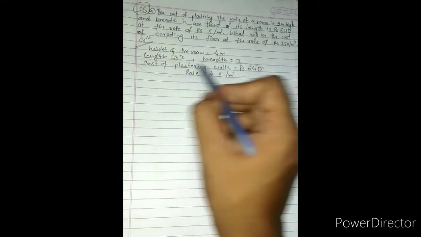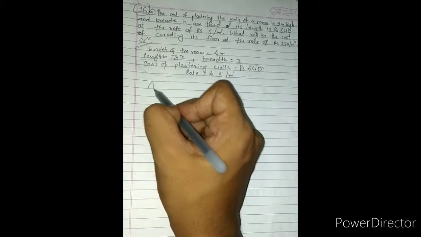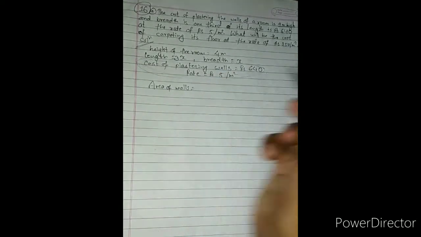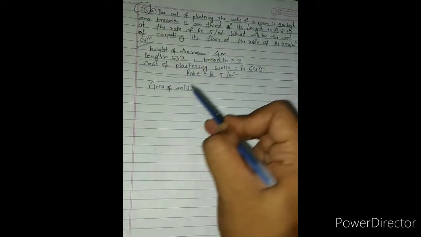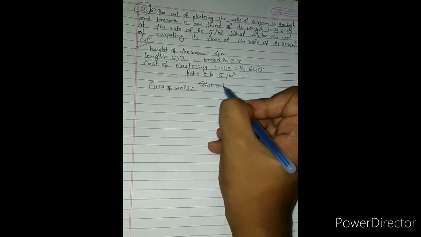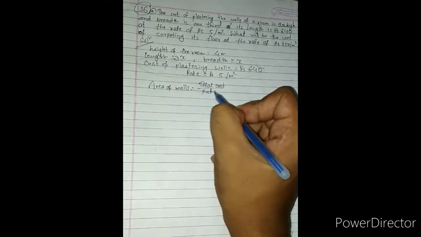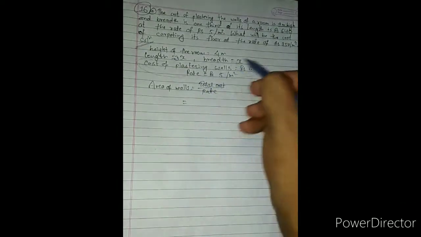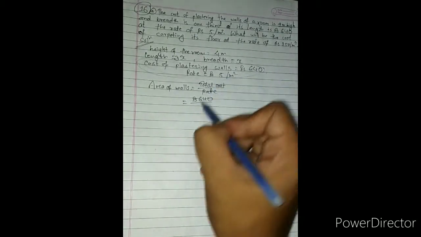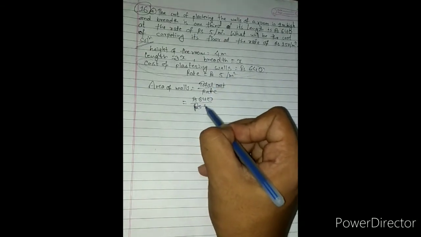Cost of plastering the wall is given, so from the cost we can find the area of the walls. What is the formula? Total cost divided by rate. Total cost is rupees 640, divided by the rate of rupees 5 per meter square.